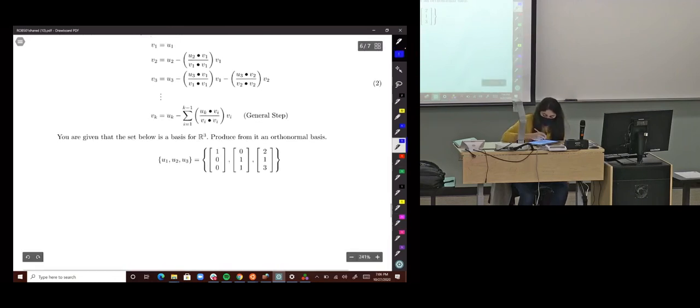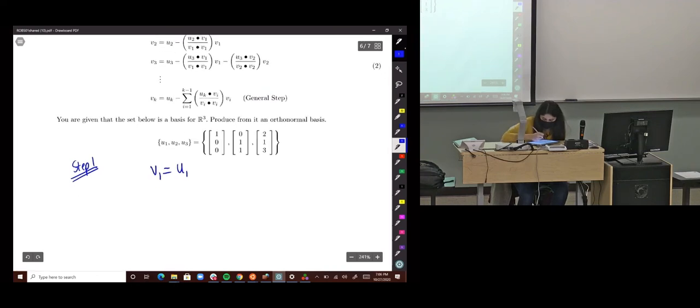So if u1, u2, u3 is this set of vectors, step 1, you get v1 equals u1, and you're done. Then step 2, we find v2 such that v2 is orthogonal to v1. How do you do that? You say v2 is u2 minus, let's use the formula right here. I'm not going to write it down.